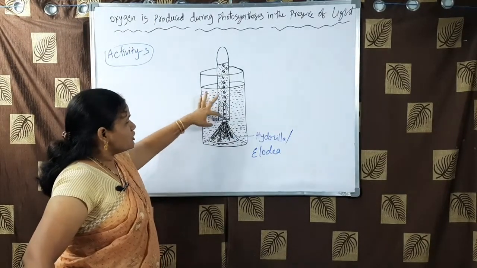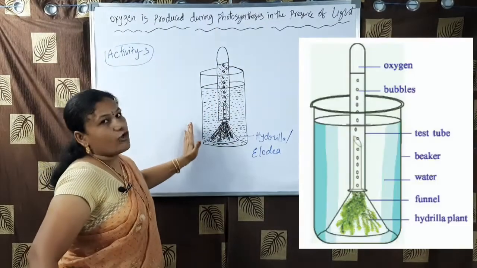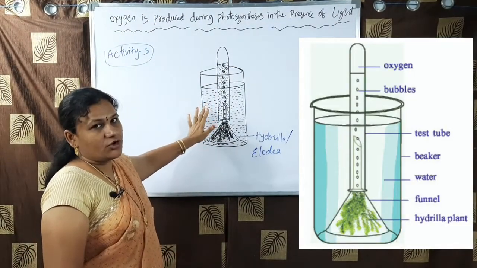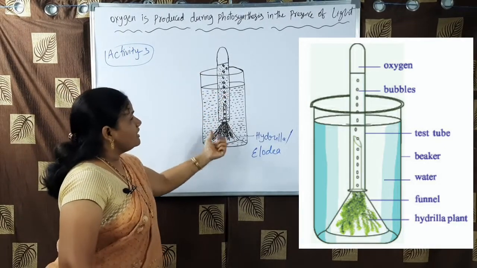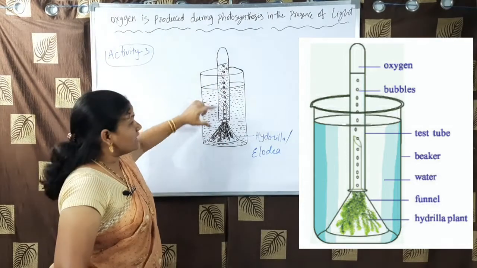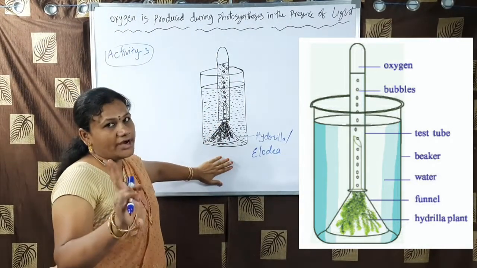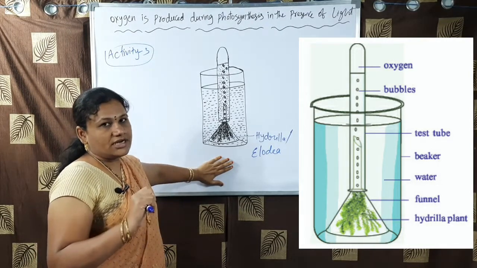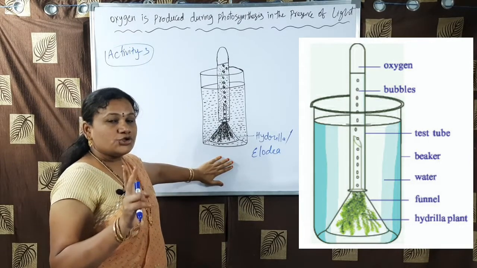Keep this short stemmed funnel in a beaker which consists of water. Next, take a test tube which is filled with water. Carefully invert the test tube over the funnel. Make two identical sets. One set should be kept in sunlight, one set should be kept in dark for 2 to 3 hours.